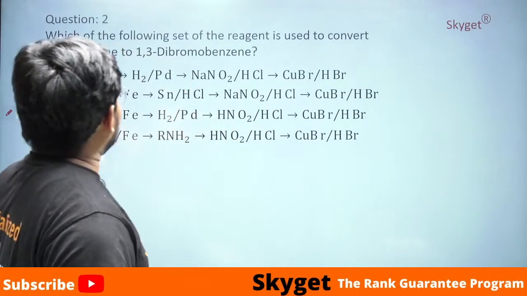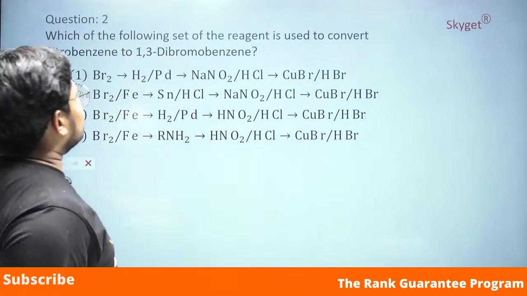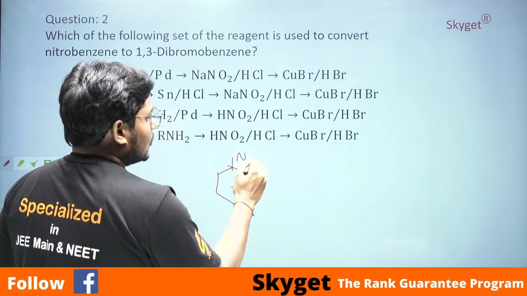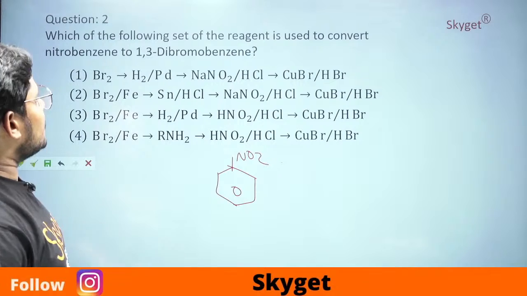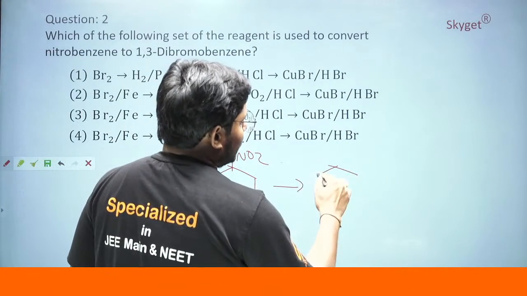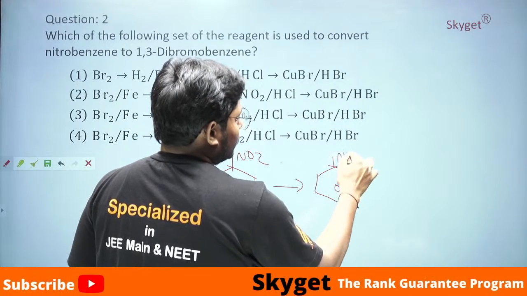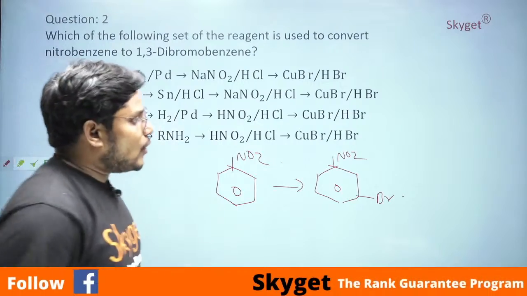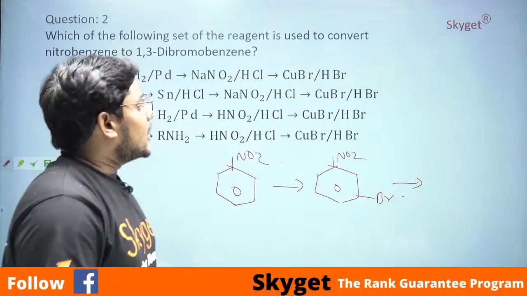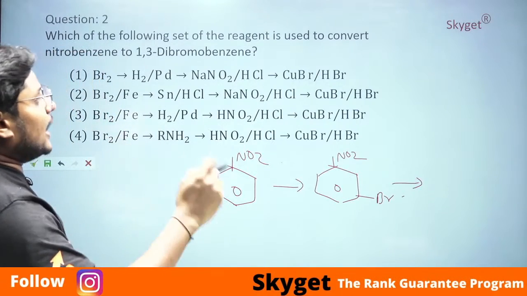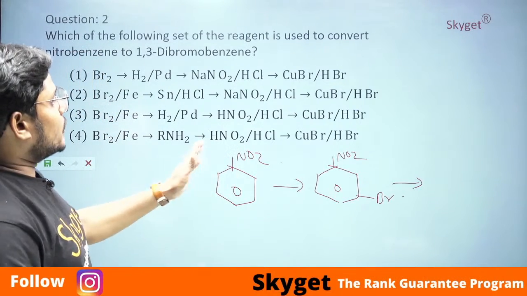So if you see here, students, what they are asking is: when nitrobenzene is reacted in the presence of Br2, then what will you get, students? You will get this compound. Now what are they reacting it with? If you observe here, they are reacting with tin chloride or NaNO2, or they have shown here HNO2.